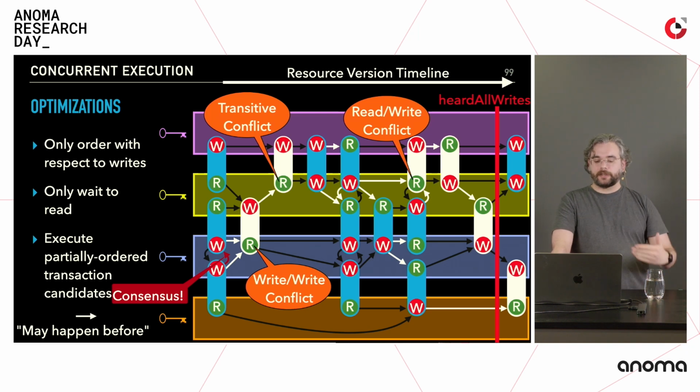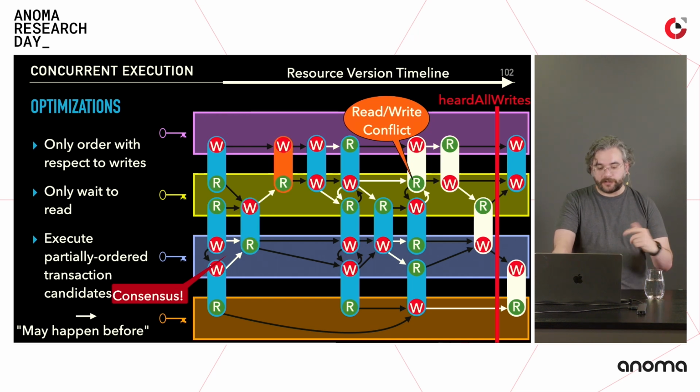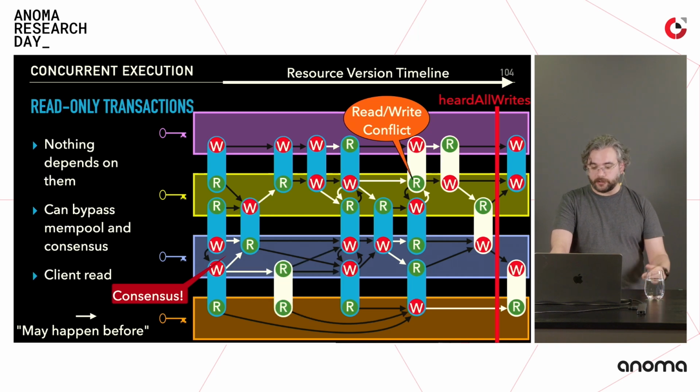And then, of course, when consensus comes along and decides which of these writes happens before the other, we can get rid of some of our may happen before relationships. Our write-write conflict would be resolved, and so this transaction candidate can execute, which of course resolves the transitive conflict as well, and this transaction candidate can execute. Eventually, consensus would totally order everything, and every transaction candidate will execute.